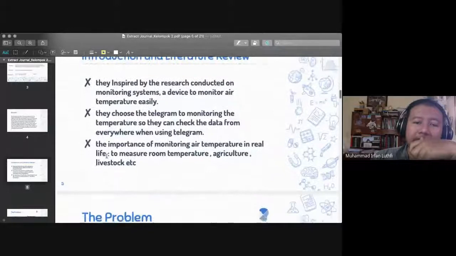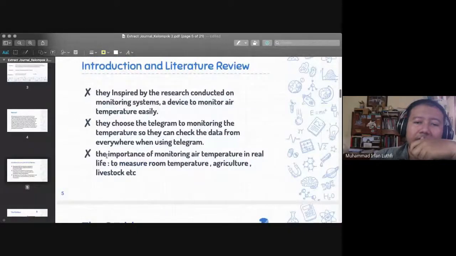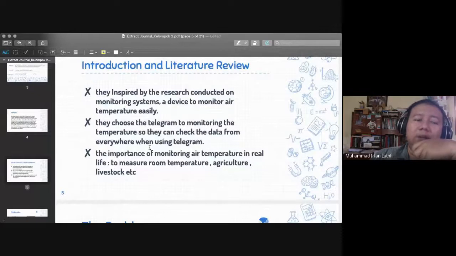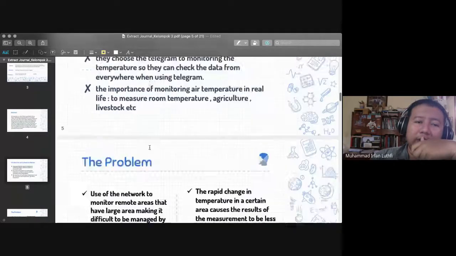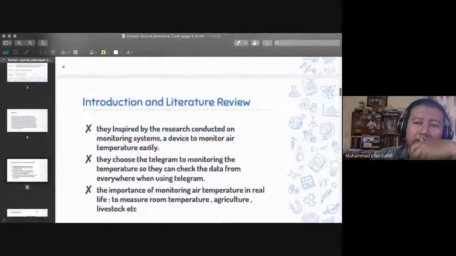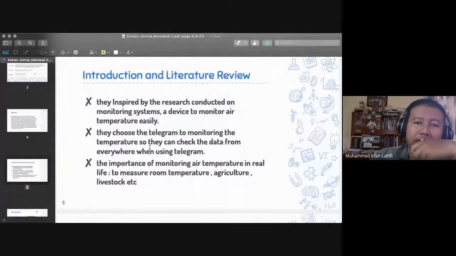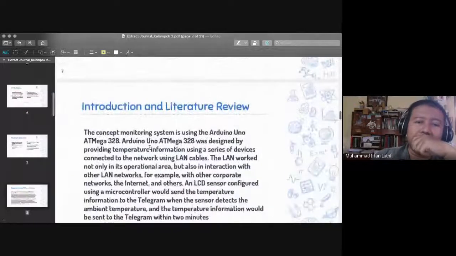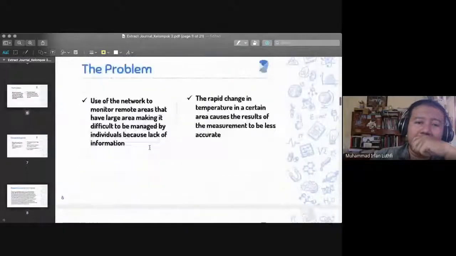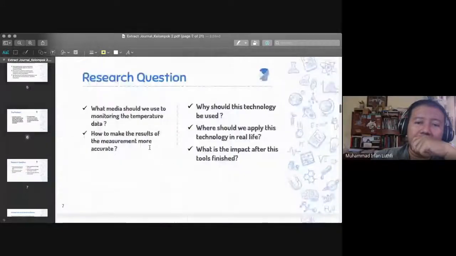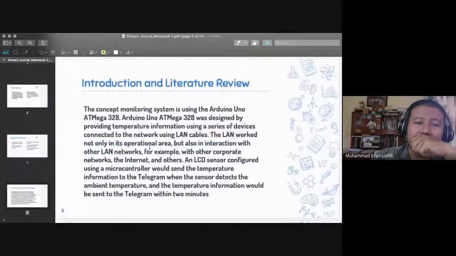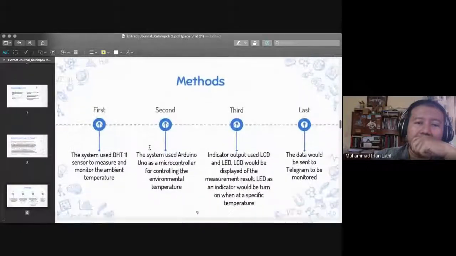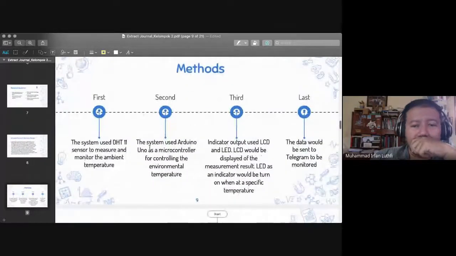Introduction and literature review. You need to talk more. From the introduction and literature review, not just 3 points like this, because we still don't get a lot of information from this introduction and literature review. And then the problem is okay. The research question is okay. Oh, double introduction and literature review. Oh, this is a literature review, maybe. And the methods, okay, the method is okay.